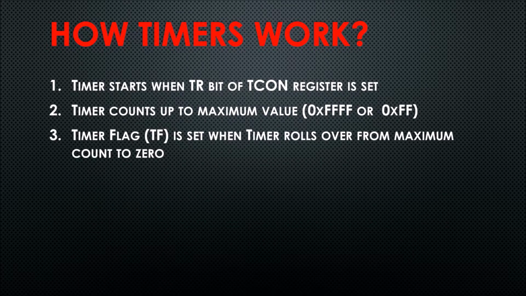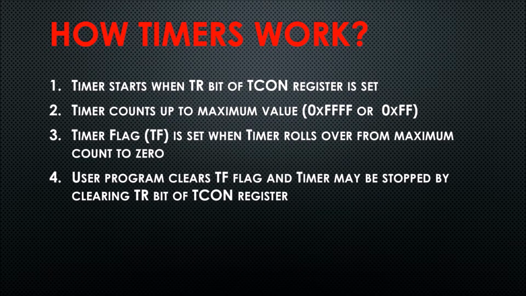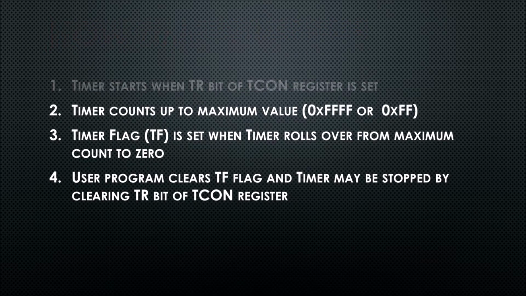Timer flag bit is set after timer reaches maximum count and rolls over. Both timer 0 and 1 have separate flag bits. TF0 is flag for timer 0 while TF1 is flag for timer 1. User program clears timer flag bit and timer may be stopped by clearing TR bit. We shall see this sequence once again after a while.